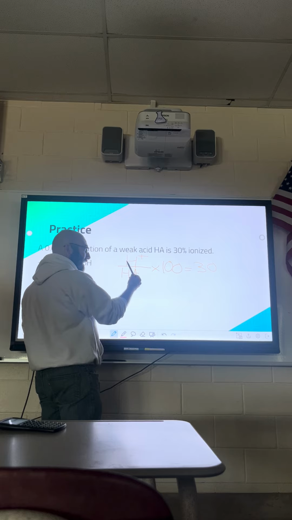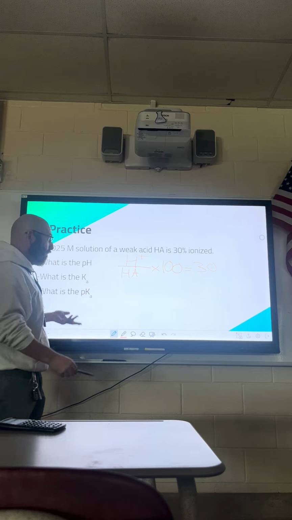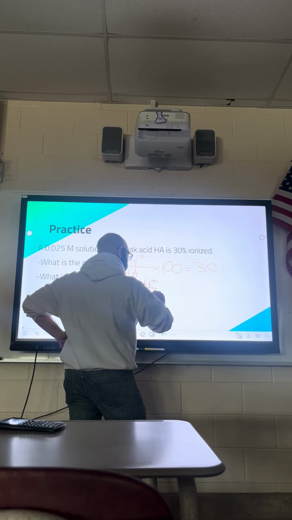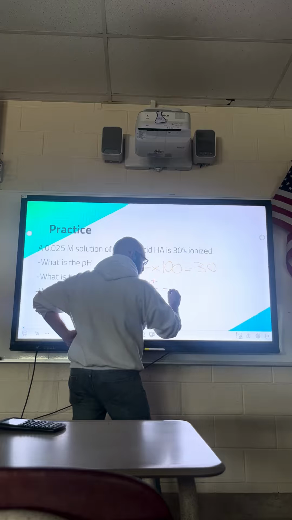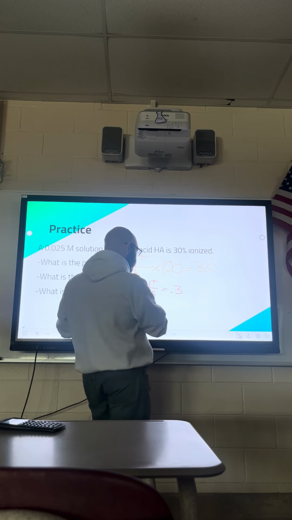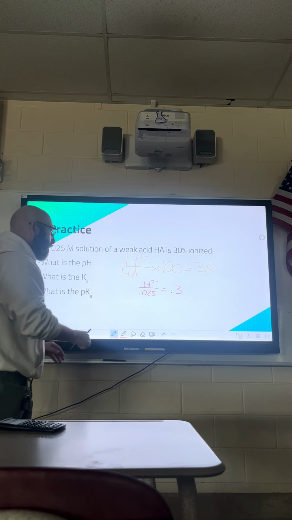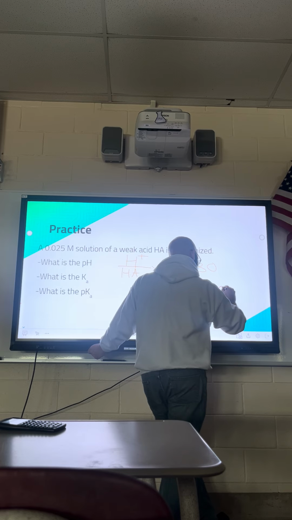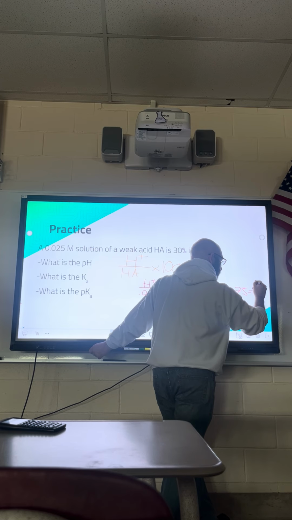In order to find this, we need to know HA. Do we know the concentration of our acid? Yeah, it's 0.025. So H plus over 0.025. Now, I'm going to do some quick math here. If I bring the 100 to the other side, 30 divided by 100 is 0.3. How can I bring the 0.025 to the other side then? Multiply it. If you bring it over, you're going to end up with 0.0075 equals the concentration of H plus.